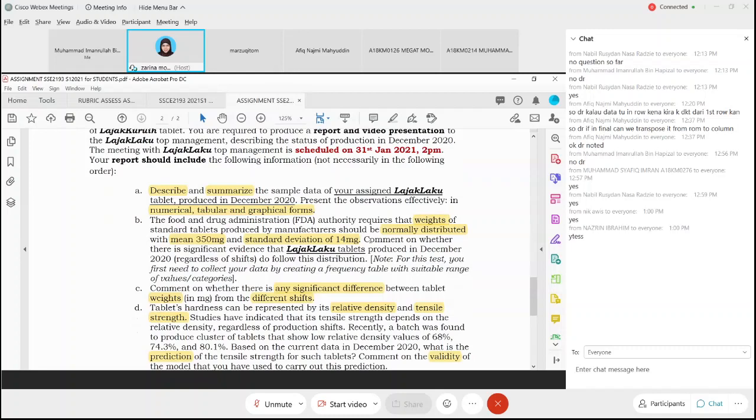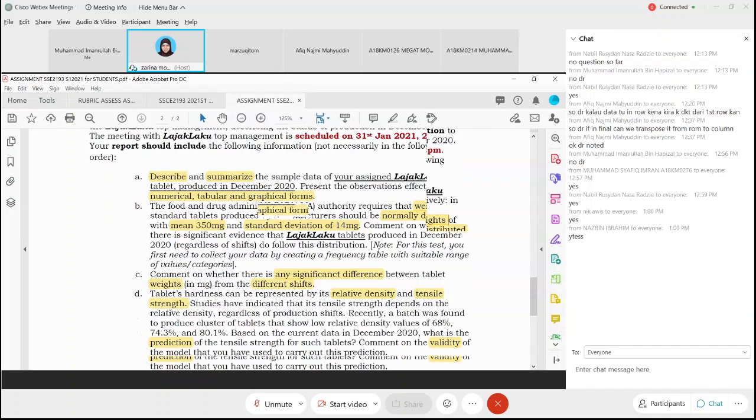You classify the data into different intervals, and then you identify the frequency, how many observations are within certain intervals. And then you run the goodness of fit test using the chi-square test and so on. So this is part B. I'm giving you the hint here.